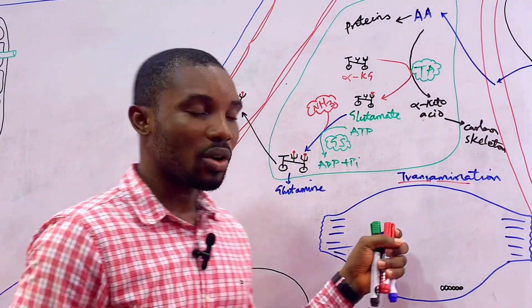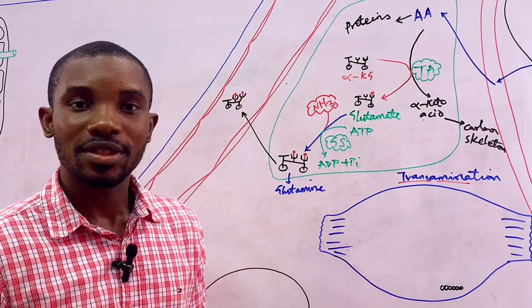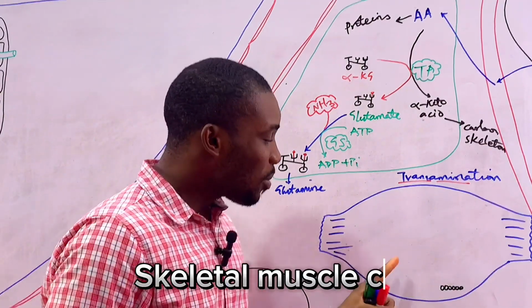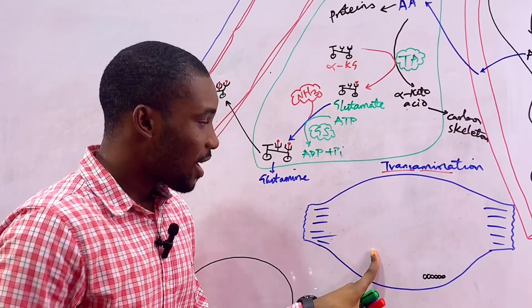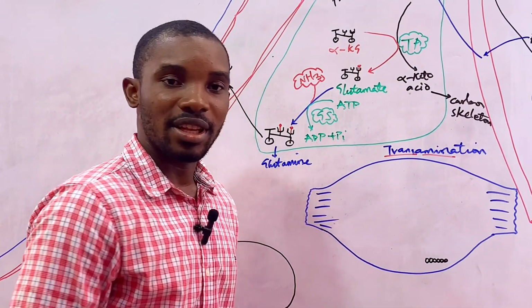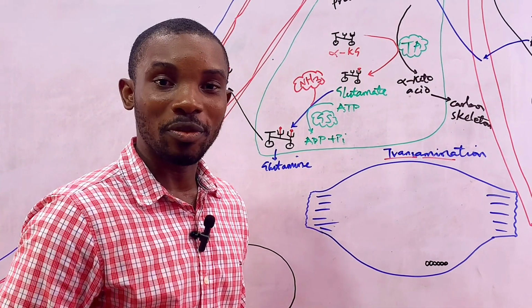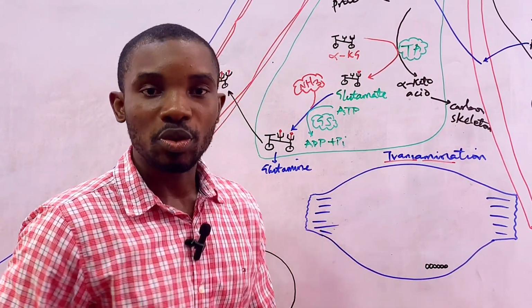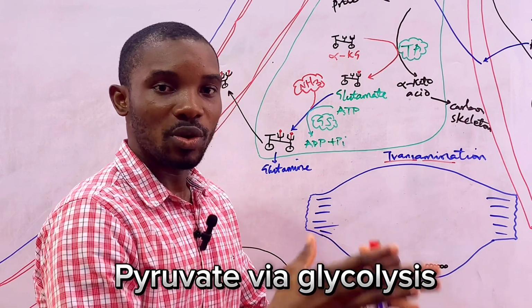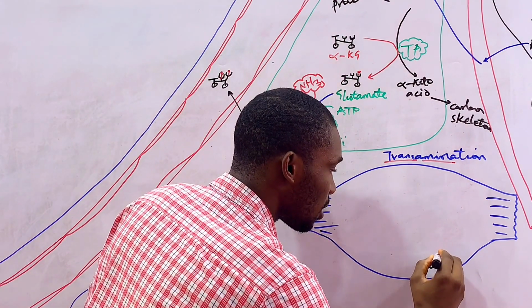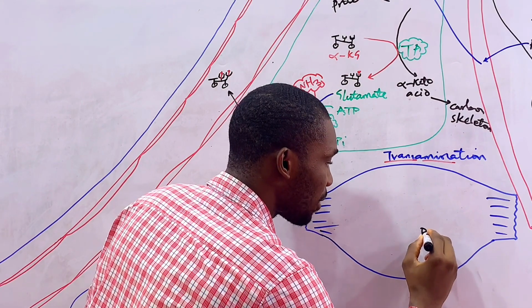Now we have to look at the other transport form of ammonia. This one is peculiar to the muscle cells. So this is a muscle cell over here, that's the skeletal muscle cell. Skeletal muscle stores glucose in the form of glycogen. And this muscle cell is constantly working to produce pyruvate. So glycolysis always occurs in the muscle cells, and glycolysis forms pyruvate.